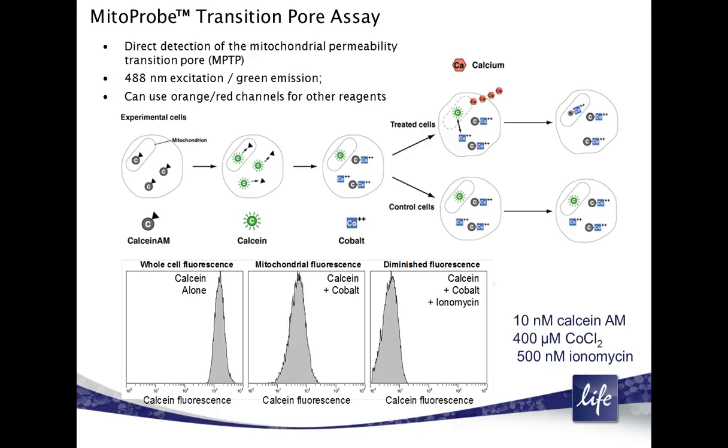And the flow cytometry results can be seen in the histograms at the bottom. Total calcein fluorescence is shown at the left. The center histogram shows the remaining mitochondrial fluorescence after adding cobalt. And the fluorescence has been quenched by cobalt with the addition of an ionophore in the plot on the right, indicating the opening of the transition pore.